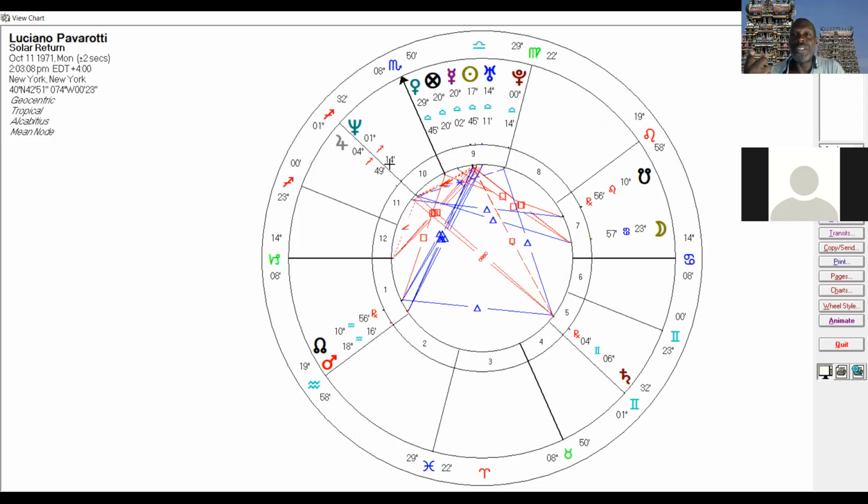Would somebody just put into the chat for me that they can see this solar return? It should have the sun way up at the top with the part of fortune and the Mercury.